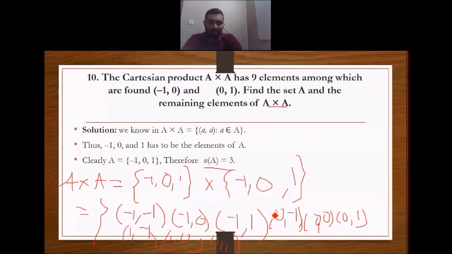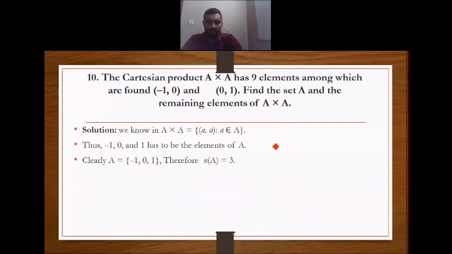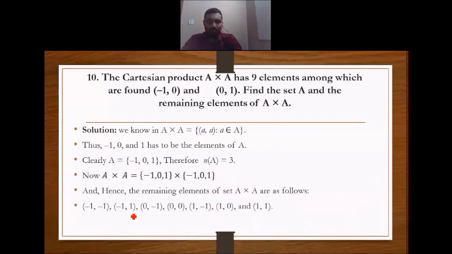So among these, (-1, 0) they have given, and (0, 1) they have given. All the rest of the elements are not there, and those we have to write. So these are the remaining elements. So this is the answer.